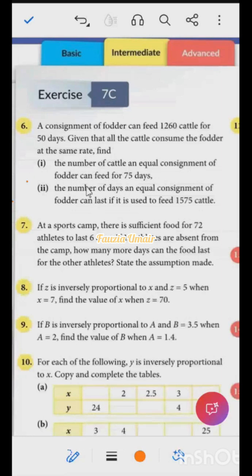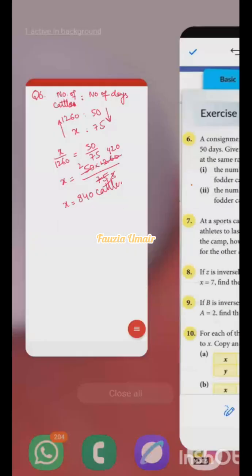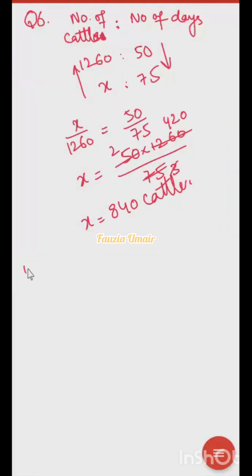These questions are not difficult. They are following the same manner, you can see. Just the situation is different. Now the second part is the number of days an equal consignment of fodder can last if it is used to feed 1575 cattle. Now the number of cattle are more. So for the second part, the initial values will be the same: number of cattle and the number of days. The same two quantities are compared.